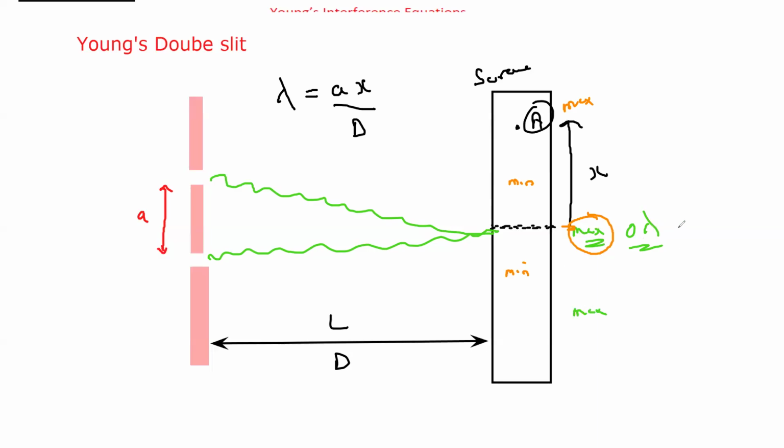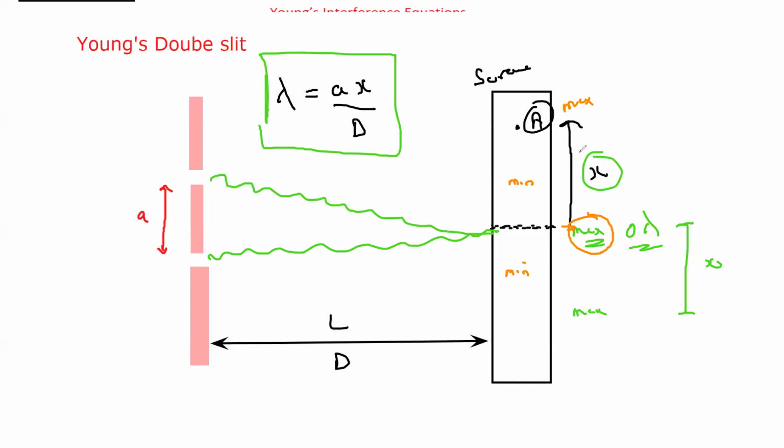So what is X? X is representing the width of the fringe, or the spacing between two successive maximas or two successive minimas. It's the distance between adjacent maximas, you can also say. Like one maxima to another, that you can say is X. So the formula which relates them is lambda equals AX divided by D.